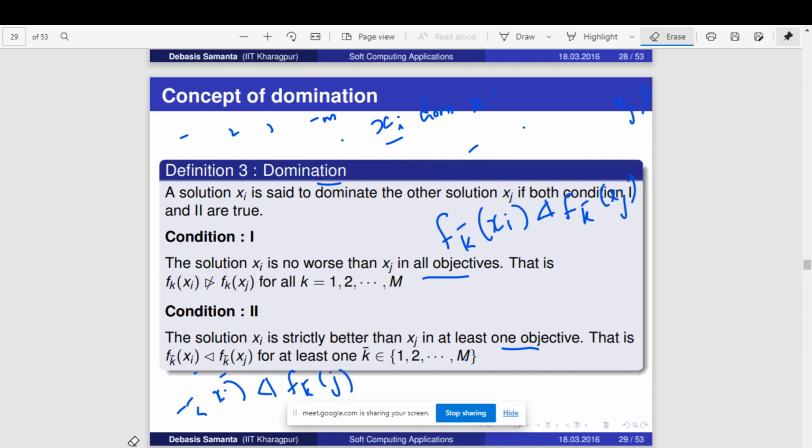So could someone define what is meant by when you can say that xi is better than xj?